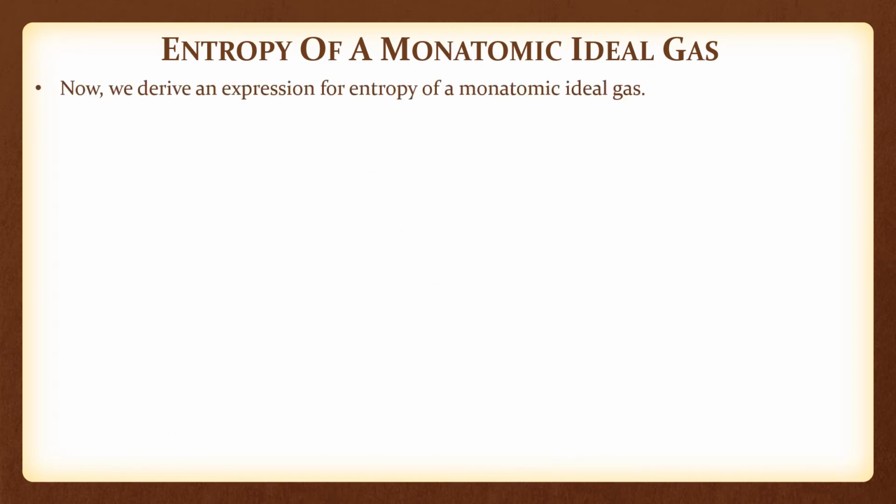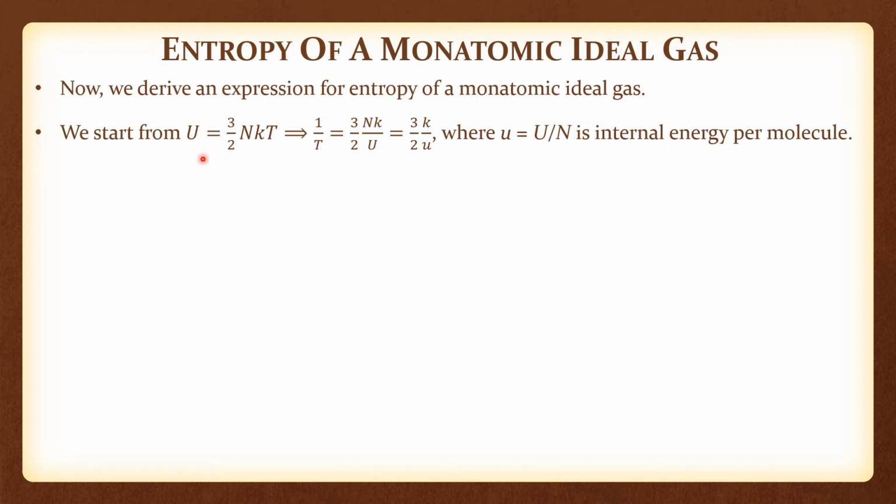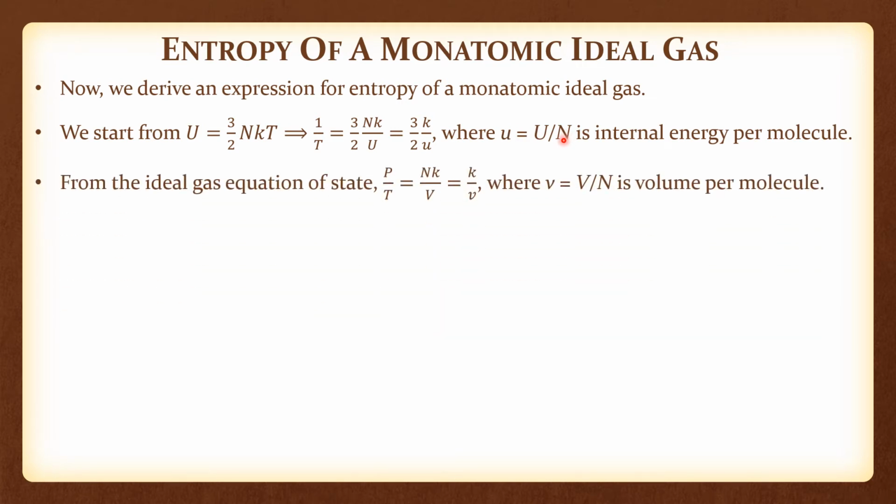Now we move on to entropy of a monatomic ideal gas. So for this, we start from the internal energy, U is 3 by 2 NkT, or in other words 1 by T is 3 by 2 Nk by U, and molar internal energy is internal energy per unit molecule, which we are now defining as U by capital N. And similarly, P by T is Nk by V, and I now notice that these small u's and small v's are not molar quantities but per molecule. Keep in mind.